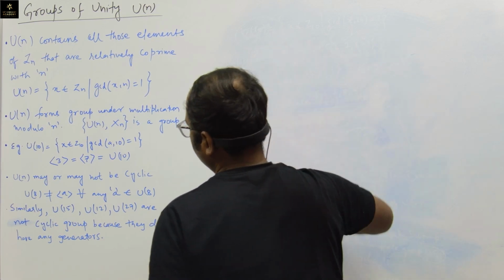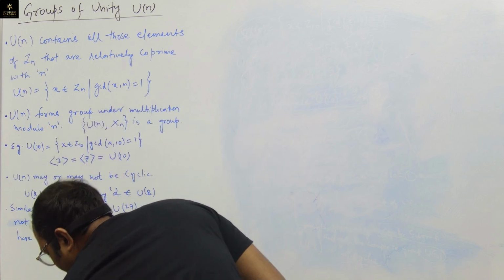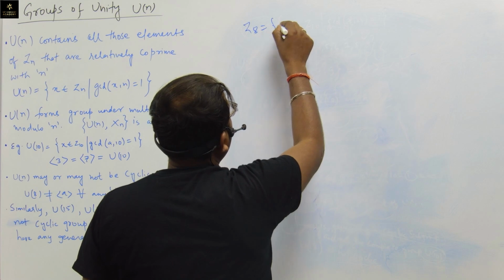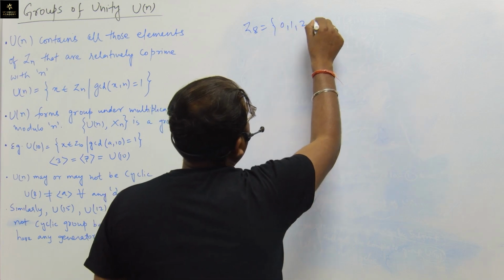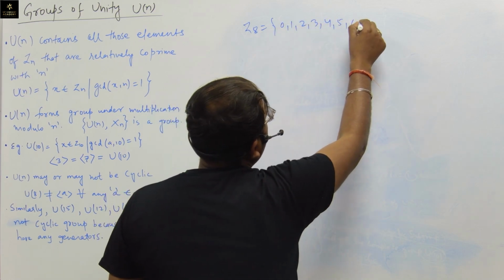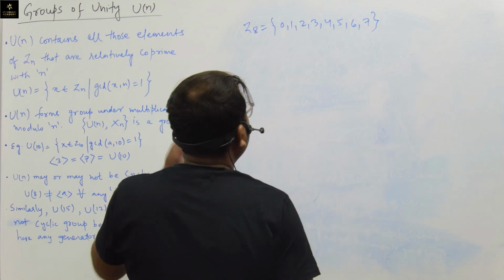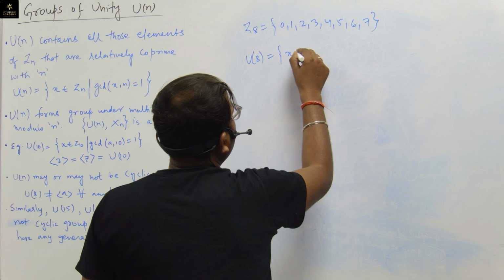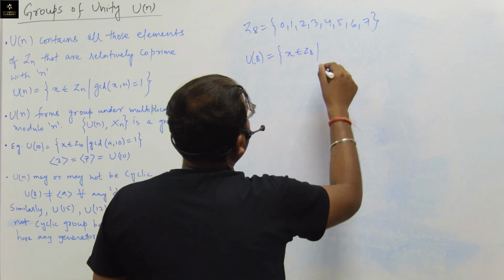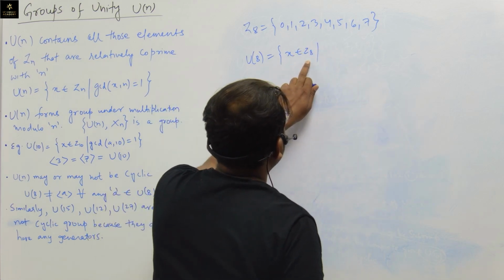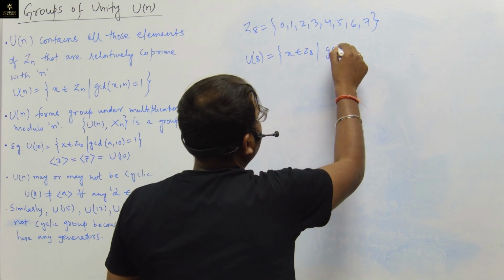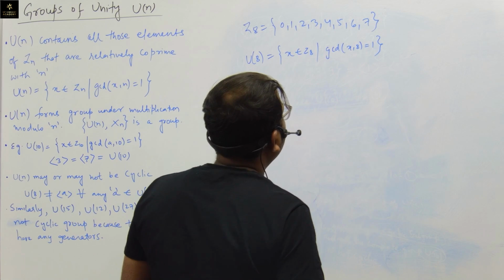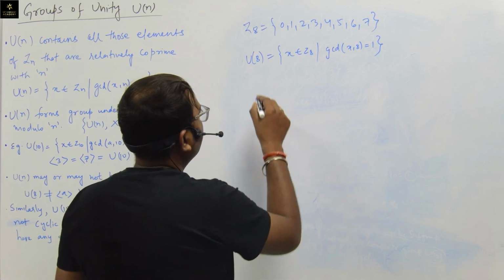Let us write down the elements of U8. Before that we have to write Z8. So Z8 is equal to 0, 1, 2, 3, 4, 5, 6, 7. U8 contains all those elements belonging to Z8 such that GCD of x comma 8 is equal to 1. So let us write down the elements of U8.